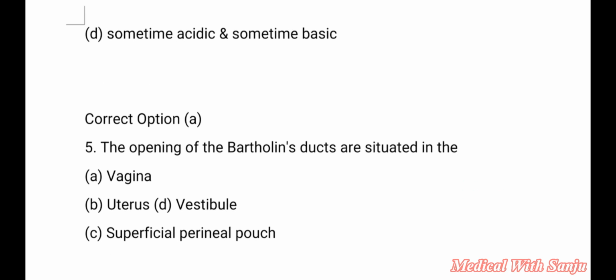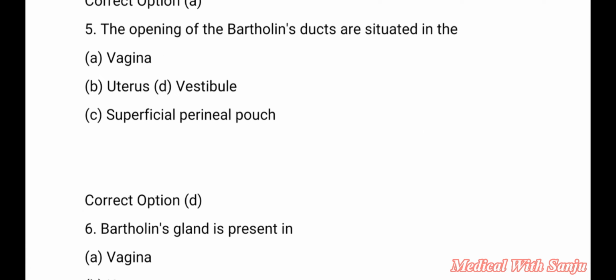Question number 5. The opening of the Bartholin ducts are situated in the option A vagina, option B uterus, option C superficial perineal pouch, and option D vestibule. Bartholin's glands are two small compound mucous glands located one in each lateral wall of the vestibule of the vagina, that is near the vaginal opening at the base of the labia majora. Option D is right answer.